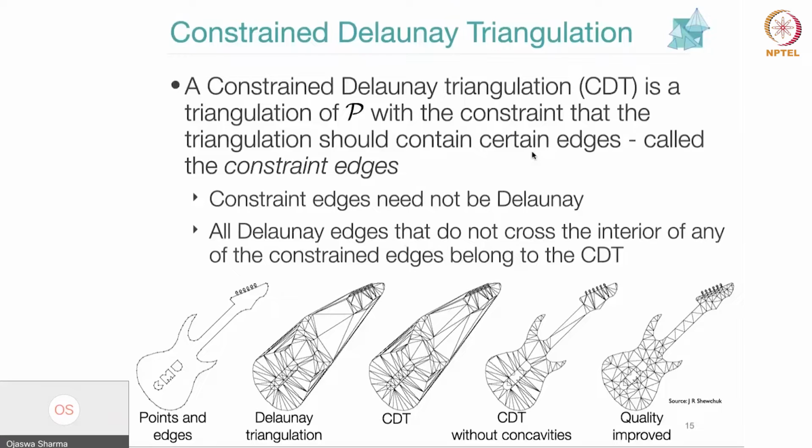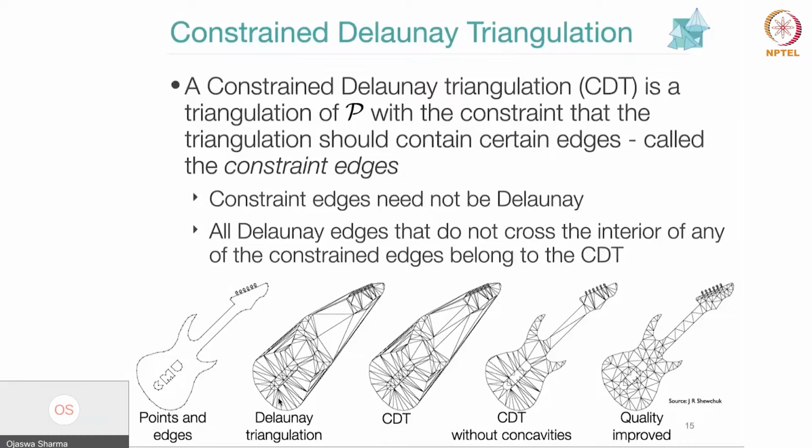So let's take a look at this example where you have these points and edges as input, the guitar on the left hand side, and the points are used to construct a Delaunay triangulation. In the second case, I'll try to move my cursor over here. The second one is a Delaunay triangulation. So notice that the edges of the guitar in the input are ignored. We do not impose any constraint. So for example, you can see that the handle is not present here, and that's my usual Delaunay triangulation, and all the triangles satisfy the Delaunay criteria.